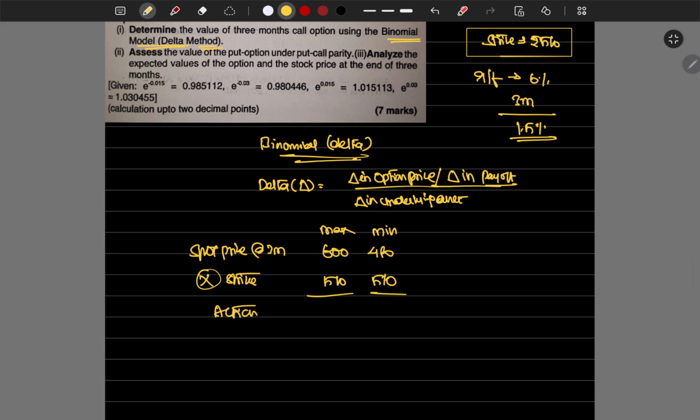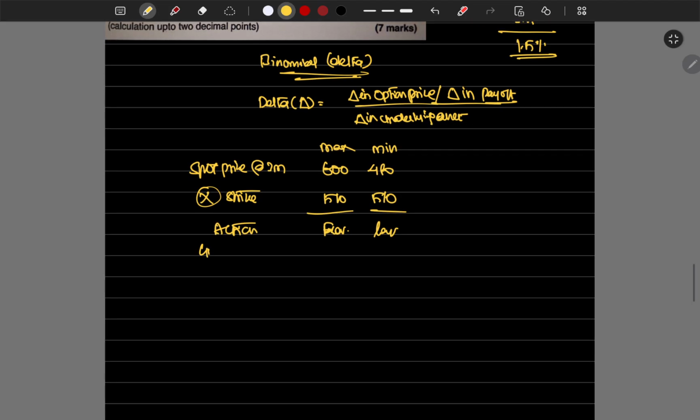Action. Will I purchase the share using call for 510 and sell at 600? Yes, I will do, because 90 rupees profit. Will I purchase at 510 and sell at 480? No, I won't do that. It will lapse. So what's the payoff here? Payoff is 90. Here we don't get any payoff.